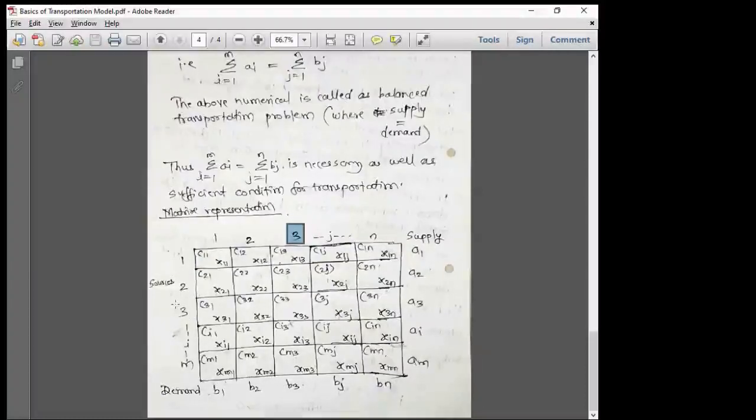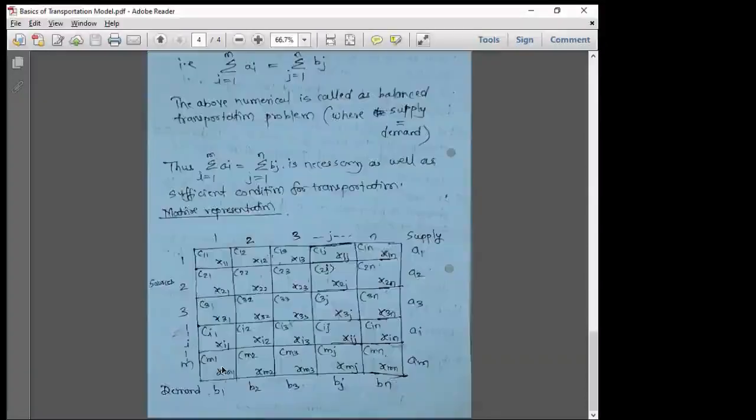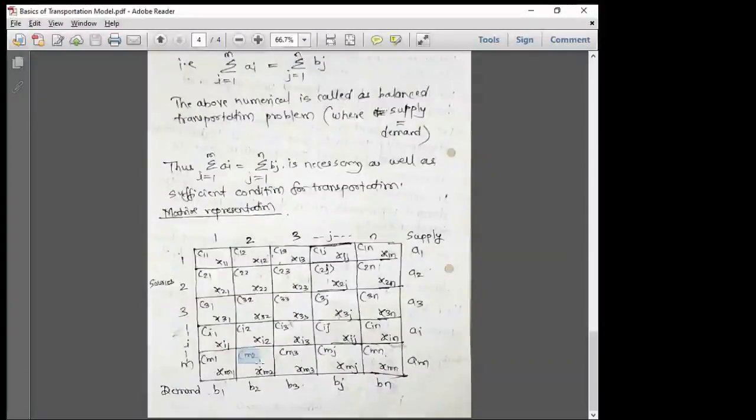Similarly, you can see here also, if I have to consider C3N. So what is C3N? It is the unit transportation cost of a product supplied from factory number 3 to the destination number N, right? Similarly, I have CM2. So what is the meaning of CM2? CM2 is the unit transportation cost of a product supplied from M factory to destination number 2, right? So I think that you have understood.